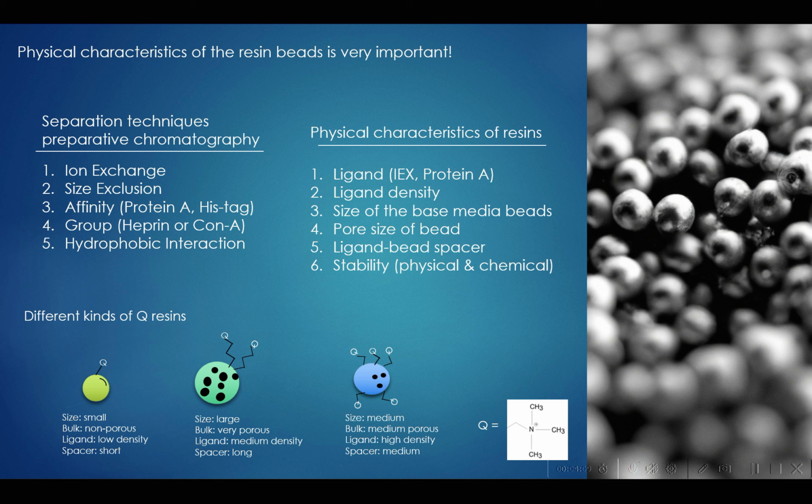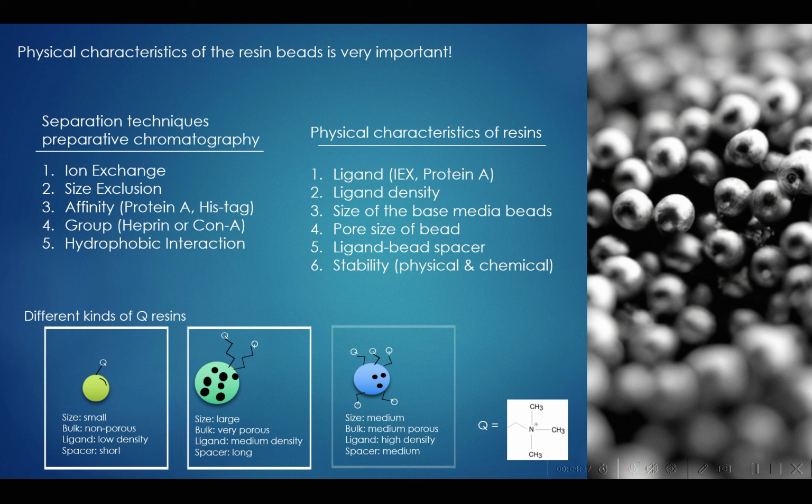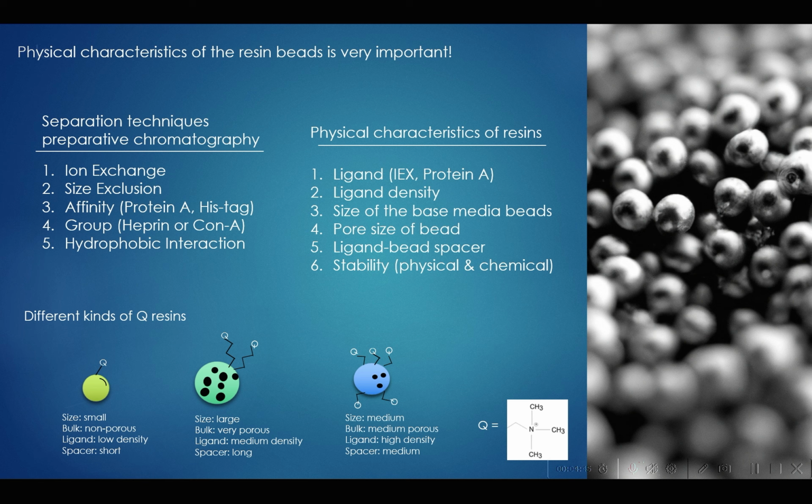After you decide what kind of separation technique you're going to use, affinity, ion exchange, and the like, the next thing you need to consider is the performance of the resin. These characteristics include ligand density, size of the base media, pore size of the matrix, the spacer molecule between the ligand and the bead, and stability, just to name a few. So if we're looking at Q resins, we could imagine something like these down here with varying degrees of size, porosity, or whatever. You can start to see how you could end up with 10 different kinds of Q resin.